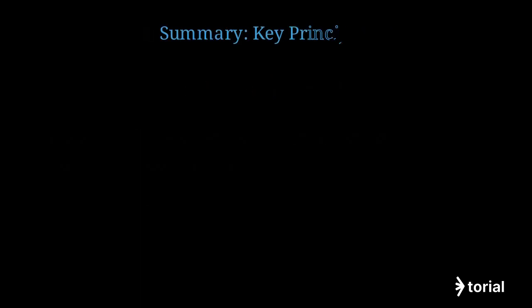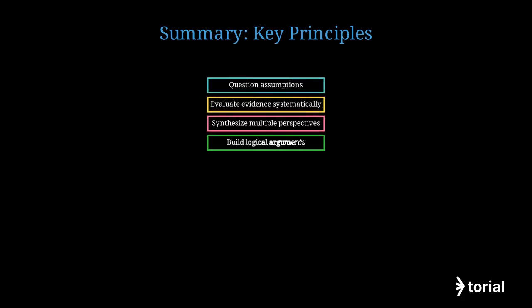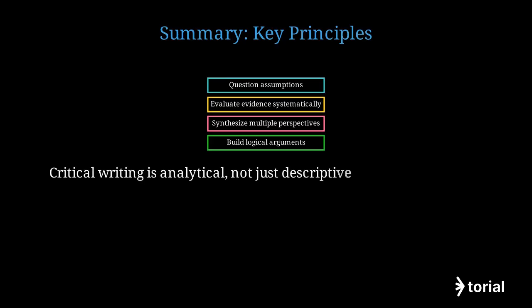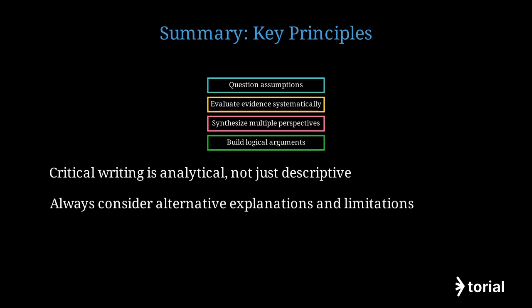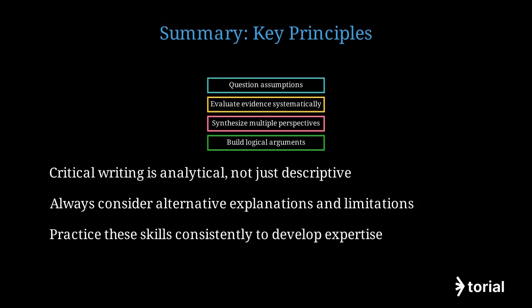Let's summarize the key principles of critical writing in psychology. Critical writing requires questioning assumptions, evaluating evidence systematically, synthesizing multiple perspectives, and building logical arguments. Remember that critical writing is fundamentally analytical rather than merely descriptive. Always consider alternative explanations and acknowledge the limitations of research findings. Like any skill, critical writing improves with consistent, deliberate practice over time.